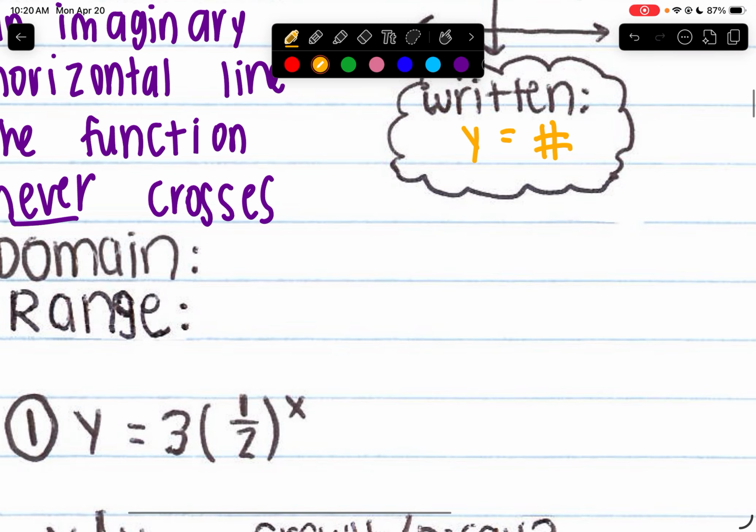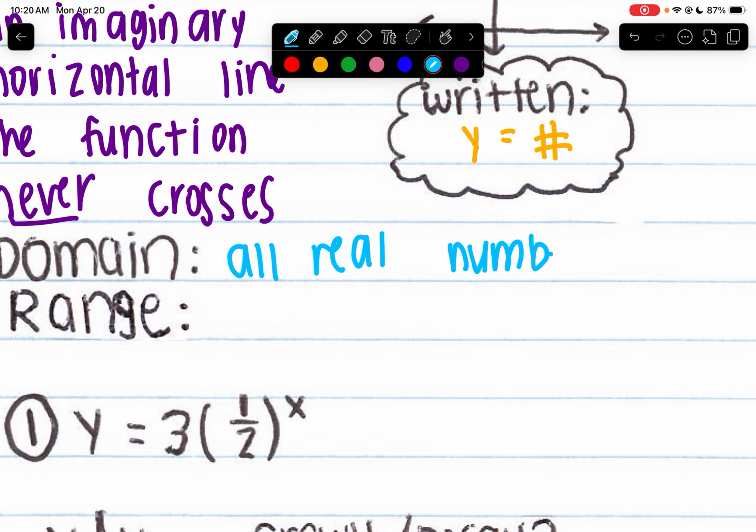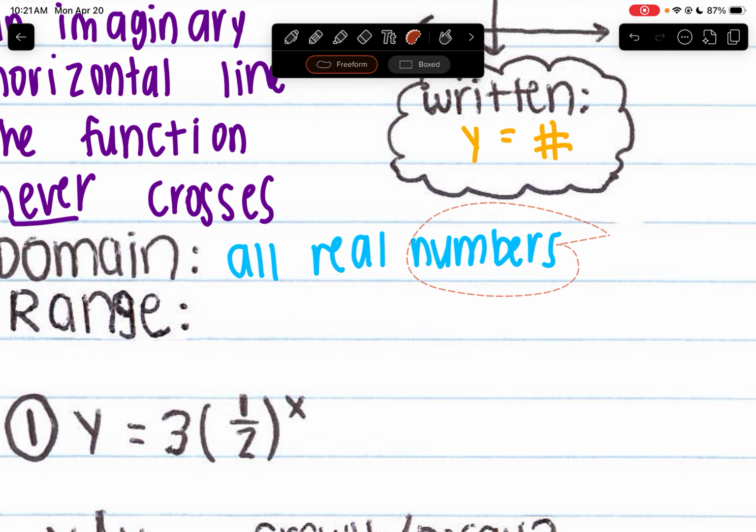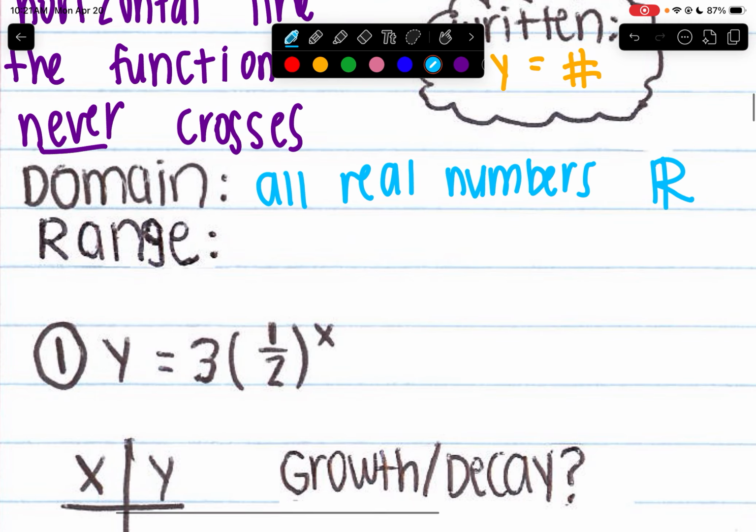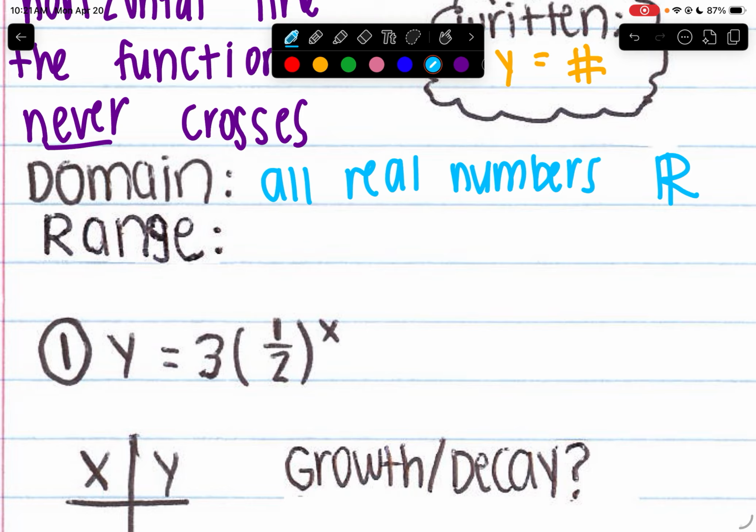Brings us into domain and range. Domain for all exponential functions, unless they're restricted, is always all real numbers. And again, I'm pretty lazy, so I like to use the R symbol, the all real numbers symbol, which is an R with an extra line inside of it. And then the range: because the asymptote does exist, it restricts our graph. So our range is going to be y is greater than the asymptote number itself.